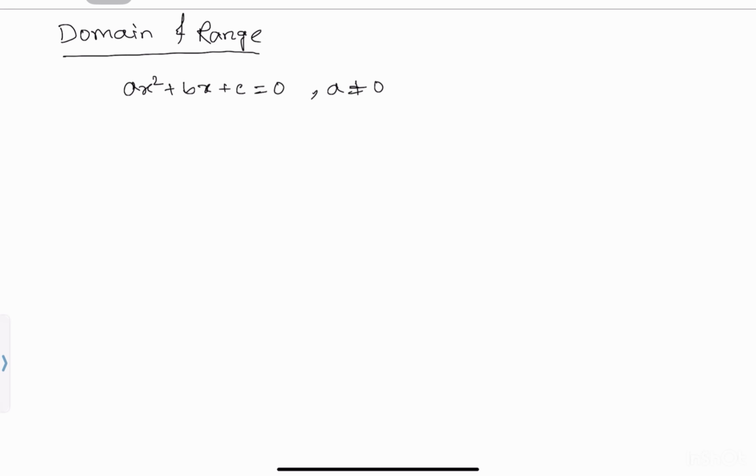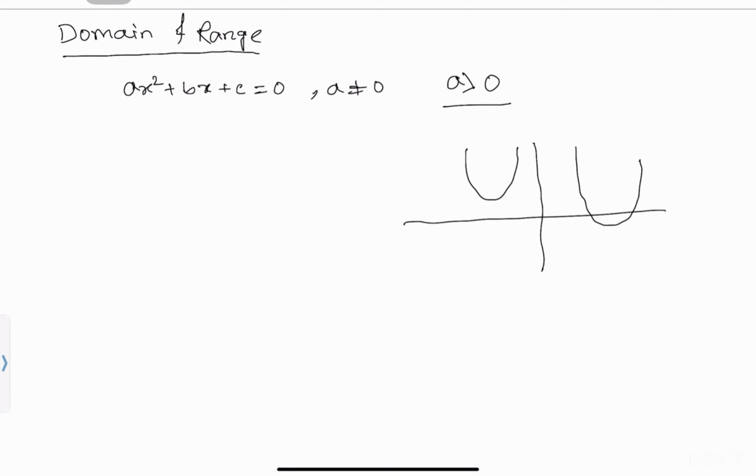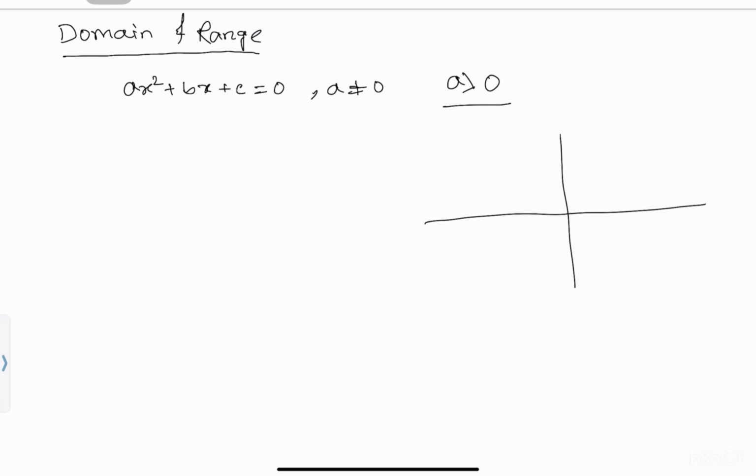Okay, for the case when a is greater than 0, the curve is upward, means either this way or this way. Okay, that means curve is upward. When a is greater than 0, in this case I am taking a standard one only. So upward means you can remember in this way, upward, that means cup up cup. So the graph should look like a cup.